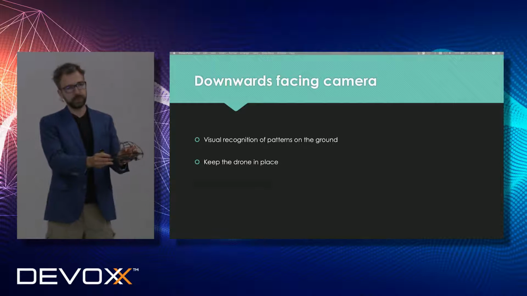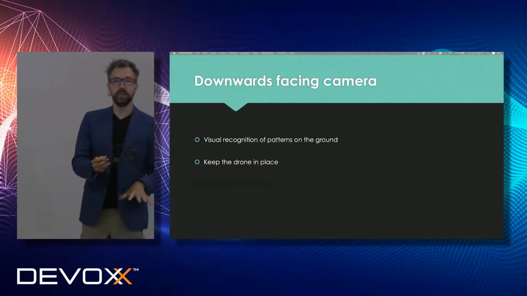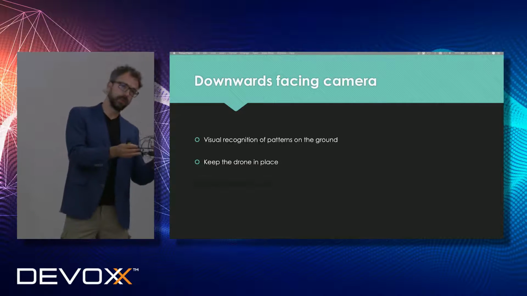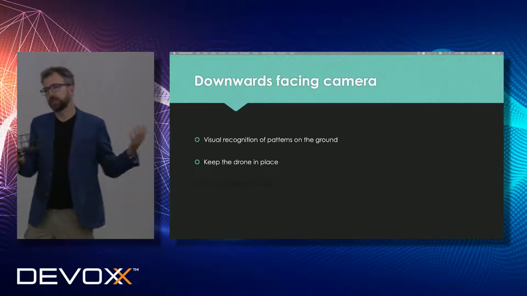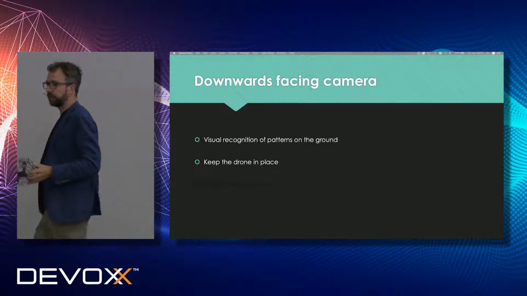So if it's moving a little bit like this, so it's moving that way, and it sees that on the ground, then it just compensates a little bit by going a bit like that. It will drift a bit back. If you do that like 100 times a second, it will appear to be staying in the same place.